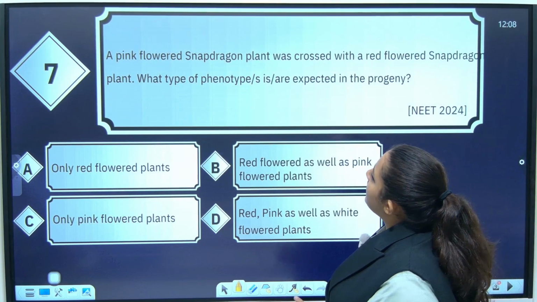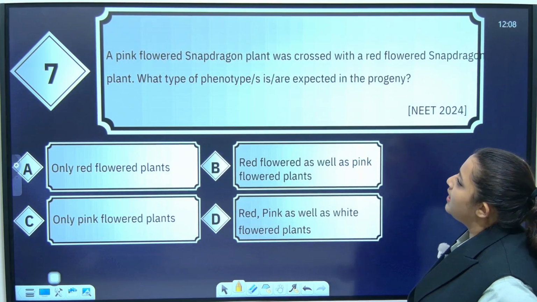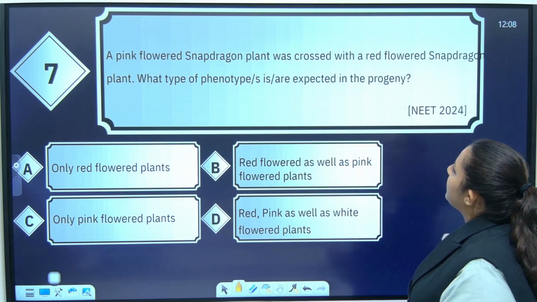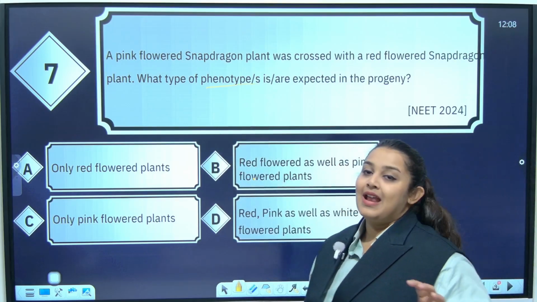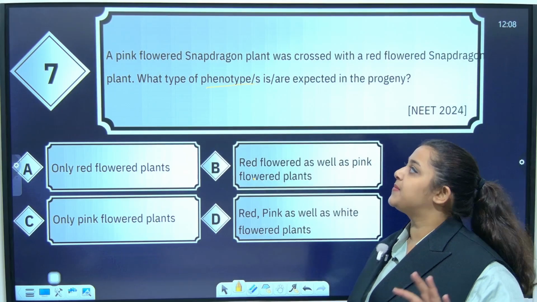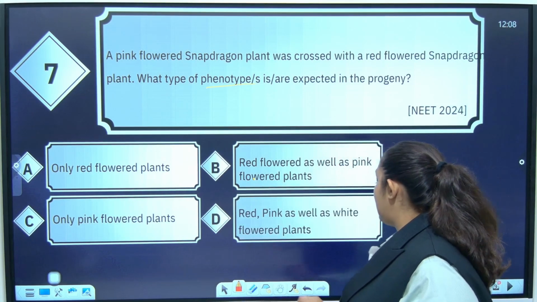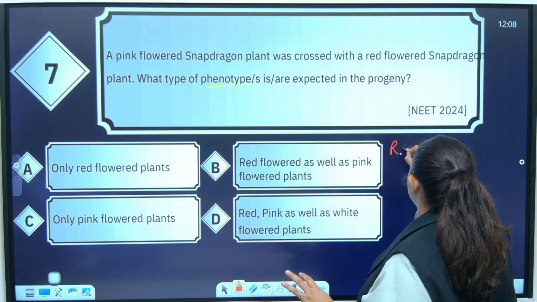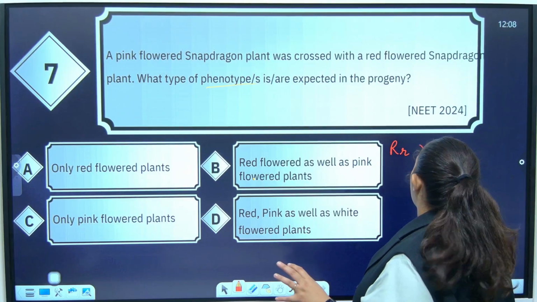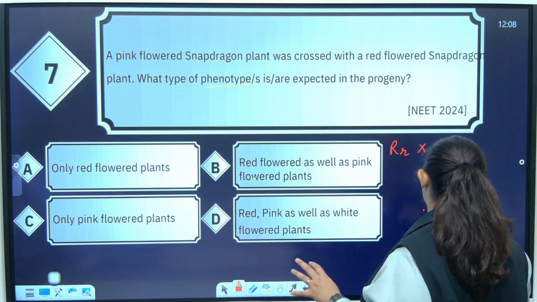A pink flowered snapdragon plant was crossed with a red flowered snapdragon plant. What type of phenotype is or are expected in the progeny? Firstly, you have to pay attention. They're asking about phenotype or phenotypes. Another thing, let's work this out over here again. Pink flower is expressed as capital R, small r, crossed with a red flower, that is capital R, capital R.